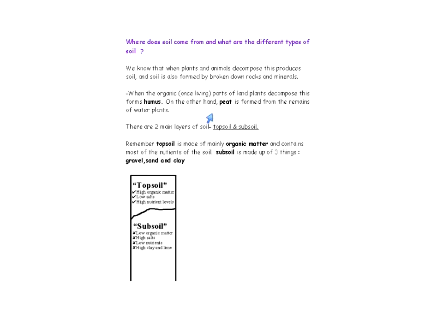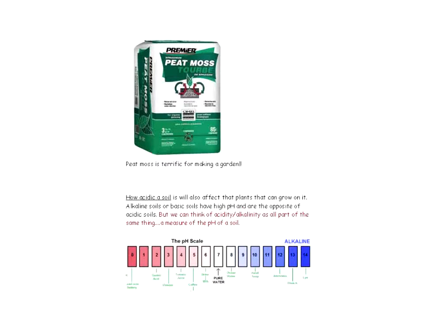Okay, so when we look at soil, there's two main types of soil. There's topsoil and there's subsoil. Remember that topsoil is made of mainly organic matter, so that's once living matter, and it contains most of the nutrients of the soil. Subsoil, on the other hand, is made up of three things: gravel, sand, and clay. Here's an example: if you bought some peat moss from the store, you might get a big bag like this, and this stuff makes great soil for gardens.